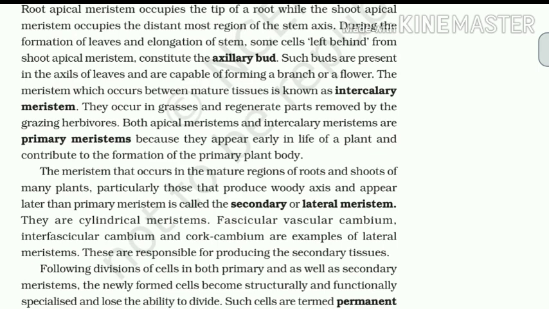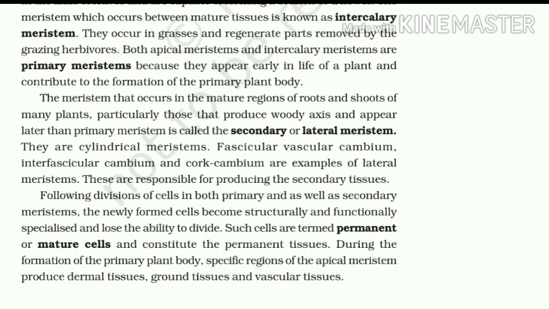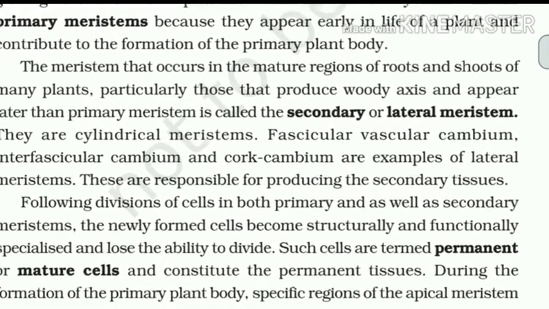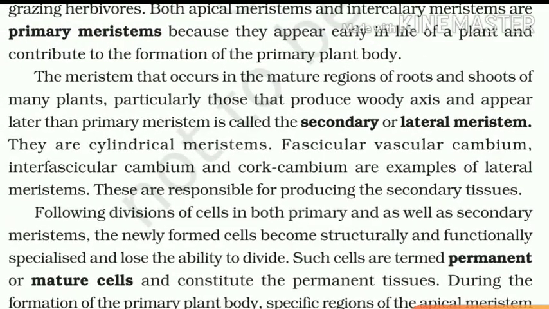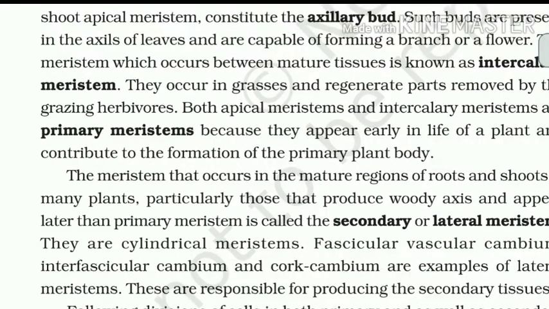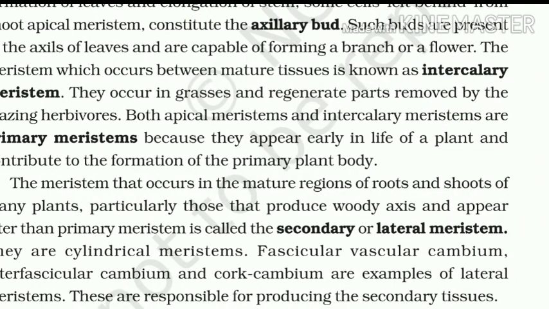Let us discuss the secondary meristem, which is said to be the lateral meristem. Focus here. The secondary meristem, also called lateral meristem, is the meristem that occurs in the mature regions of the root and shoot of plants, particularly those of the woody axis. Intercalary meristem also occurs in a mature part, but not in the woody place, whereas here they occur at the woody axis. That's why it is said to be a lateral meristem or secondary meristem.